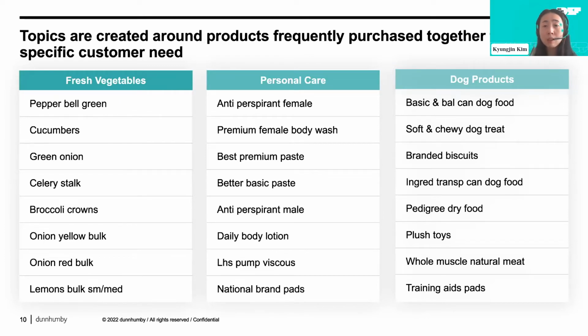The last topic is all about dog-related items, such as dog food, dog treat, toy and training pads. The second and third topic were also identified as dominant need states in different missions.